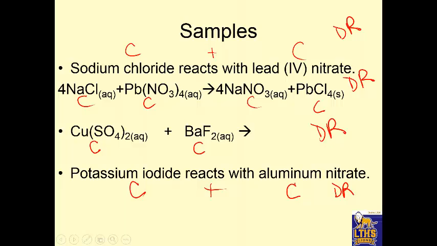Okay. So what's going to switch places? Well, potassium's in front, aluminum's in front. So that means the nitrate and the iodide have to switch places. Copper's in front and barium's in front. So that means fluoride and sulfate are going to switch places. And we'll practice those in class.